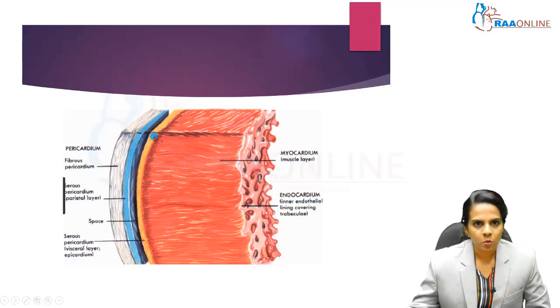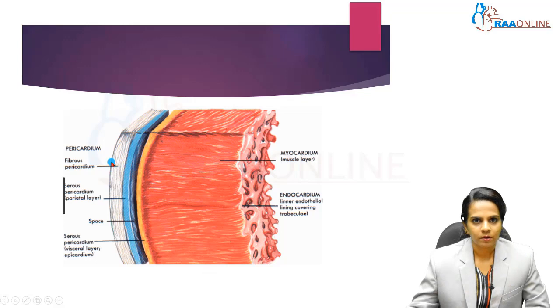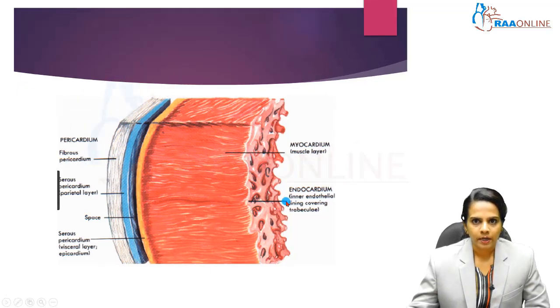This is a picture showing the layers of the heart: pericardium, which is the outer layer of the heart, myocardium, the muscle layer or middle layer, and endocardium, the inner endothelial lining covering the trabeculae. And this is the visceral layer, that is epicardium. This is a space which contains the fluid.